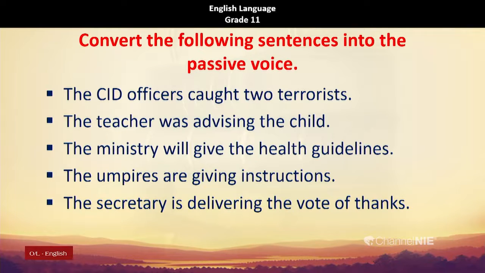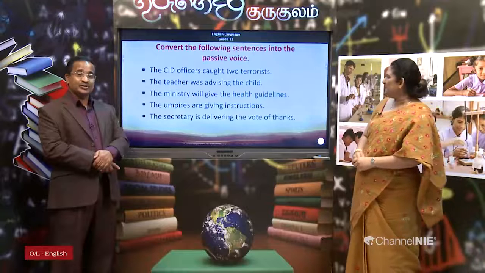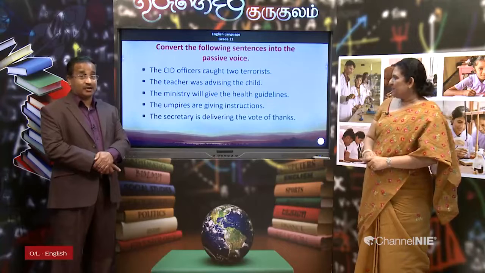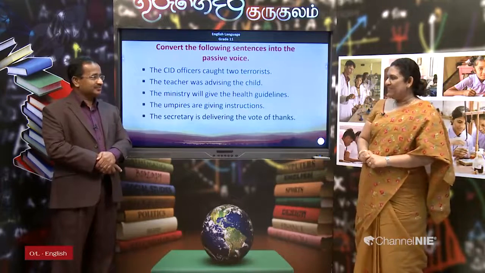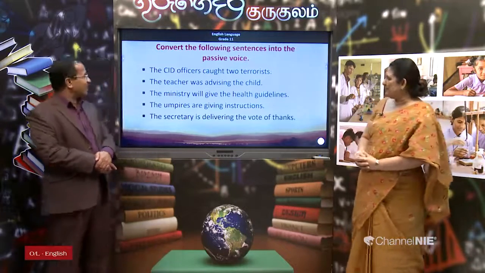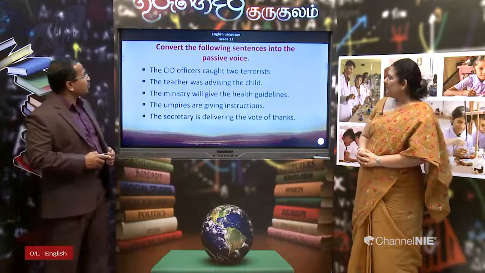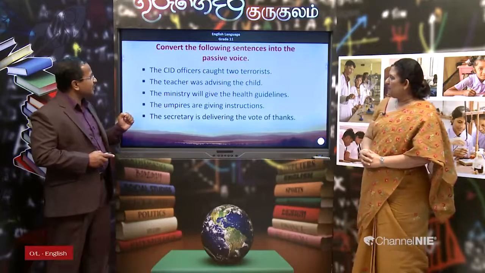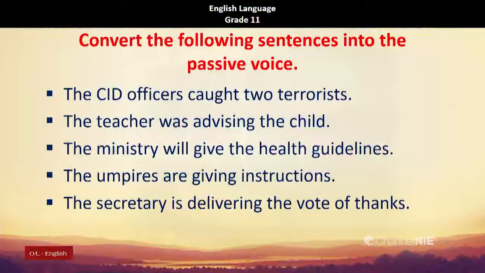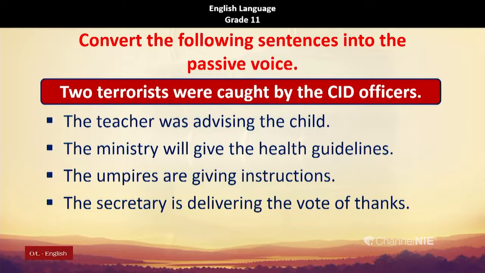This is a mixed activity. Yes, you can see past tense, past continuous, future tense and present continuous. Yes. Several patterns are there, so you have to pay attention to the lessons that you have already learnt. I think by now they are familiar with the patterns. Sure. Let us have a look at the first one. The CID officers caught 2 terrorists. 2 terrorists should be the subject of the passive voice sentence. Now, this is simple past. So, the answer is 2 terrorists were caught by the CID officers.